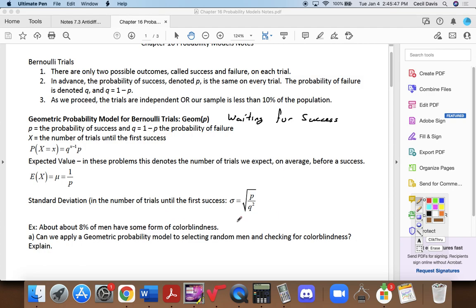So the standard deviation in the number of trials until the first success is given by, what is this? Sigma. Nice, Kelly. So lowercase sigma. Like Greek.